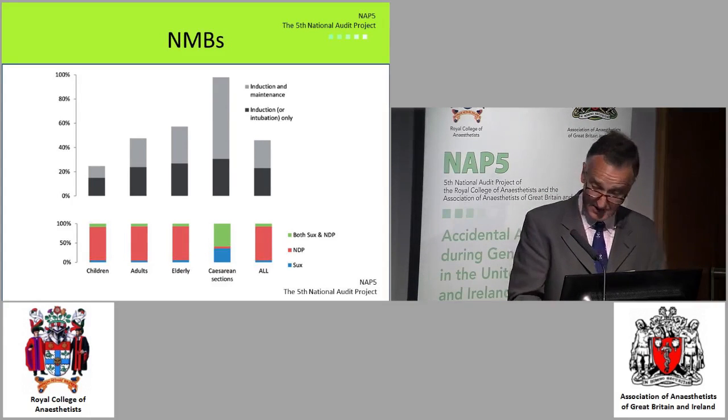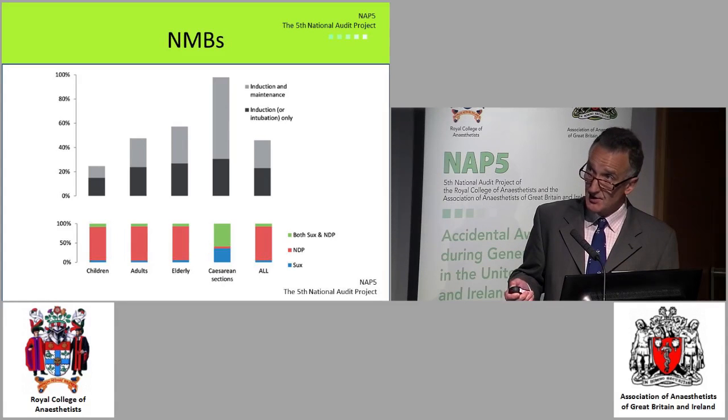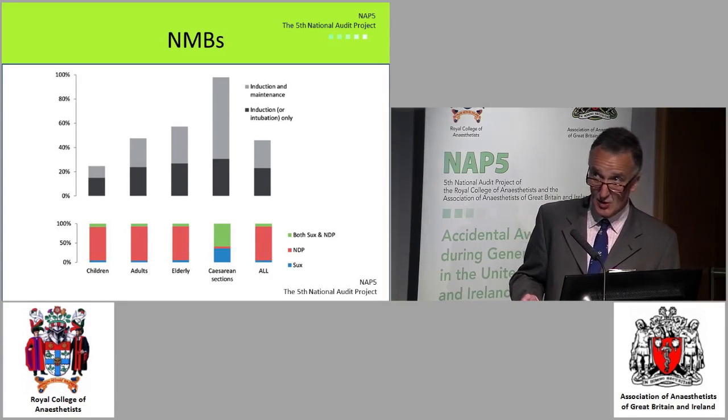The use of neuromuscular blockers, according to age: children, adults, elderly, caesarean sections, and all, either induction or maintenance. You can see just about every caesarean section will have one, but few children. This is percentage within these categories, and you can see that succinylcholine is hardly used at all, except in caesarean sections.